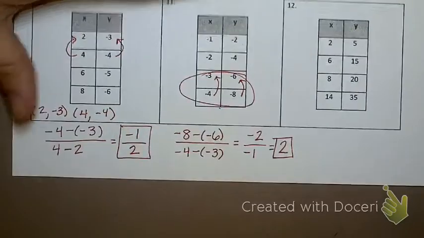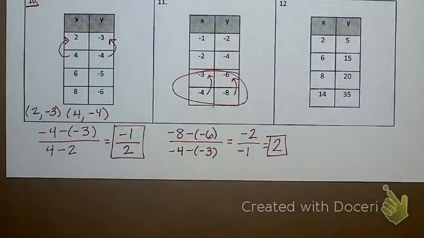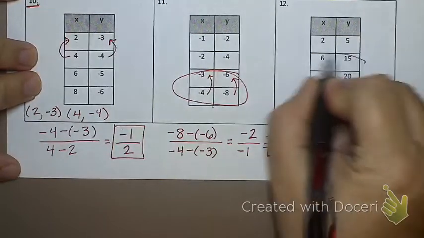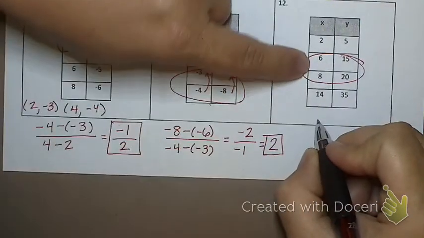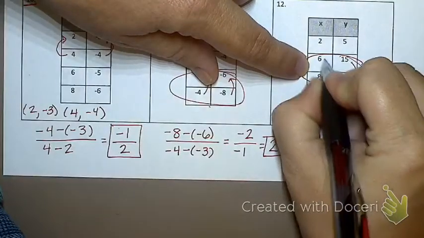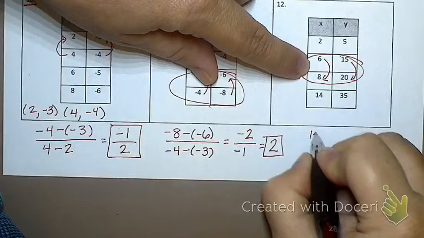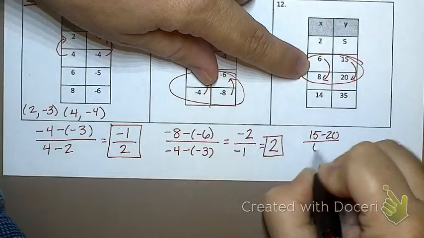All right, you find the slope of the last one. I'm going to use 2 points in the middle just to be a pain. And I'm going to go forwards. Ooh, really mess with you here. So 15 minus 20 over 6 minus 8.